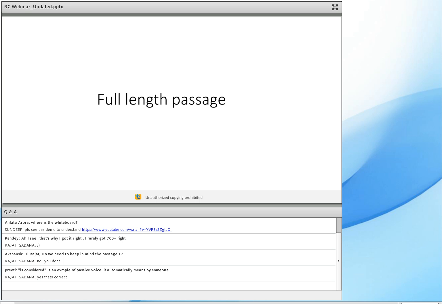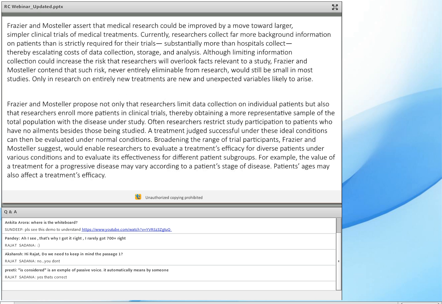So I'm going to give you a full length passage. I'm going to give you 4 minutes to read it, just to read it. There are no questions on it. And then when I present questions, you'll still have the passage as reference. So 4 minutes from now, I'm going to start presenting the questions.